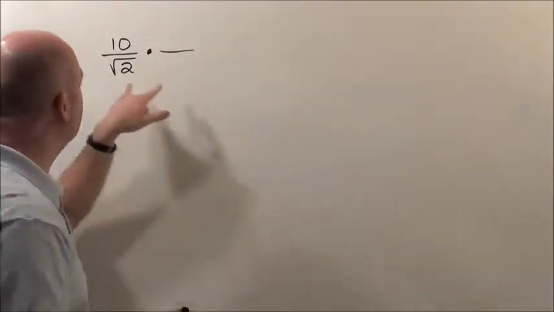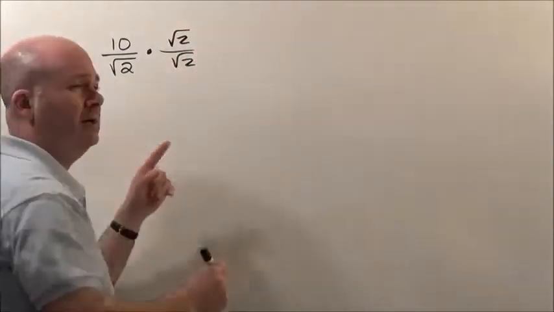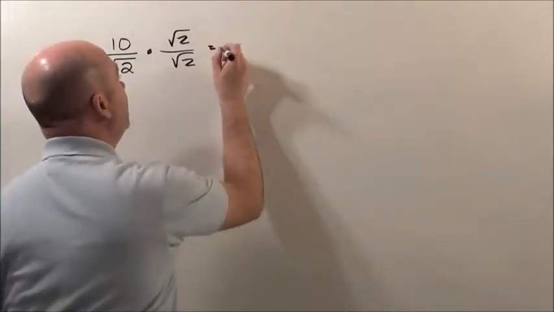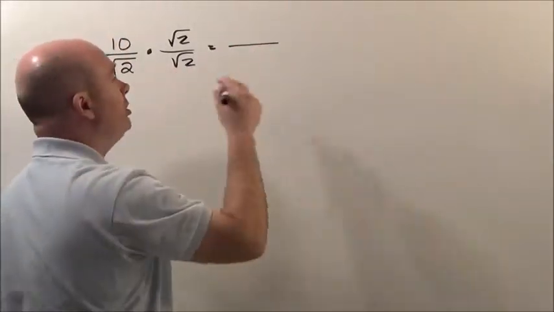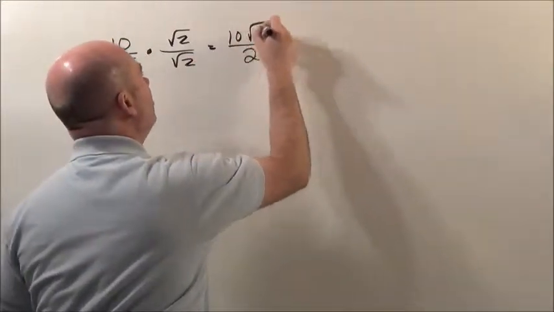Well, the easy way to do it, you multiply by √2 over √2. Because the nice thing is whenever we do this, it's always going to get rid of the radical sign. A √2 times √2 is simply a 2. Up top I have 10 √2.